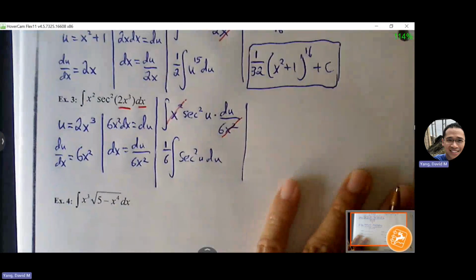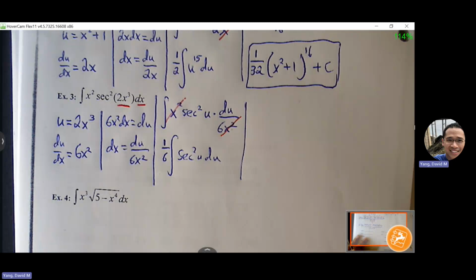Okay. Do we have a rule for secant squared u? Yes. Now, if you think about your derivative rules, right? The derivative of tangent is secant squared. So the antiderivative of secant squared will bring it back to tangent.